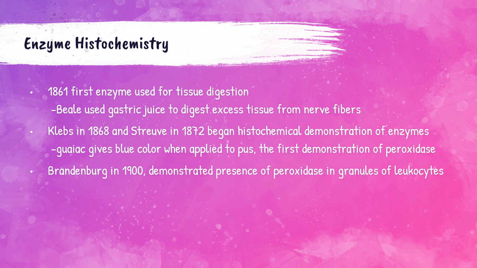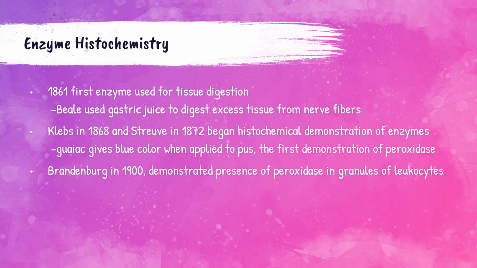In 1861, the first enzyme was used for the digestion of tissues. Beale used gastric juice to digest excess tissue from nerve fibers. Later, in 1868, Klebs, and in 1872, Struve began histochemical demonstration of enzymes. Specifically, they demonstrated that guaiac gives a blue color when applied to pus. This was actually the first demonstration of peroxidase.